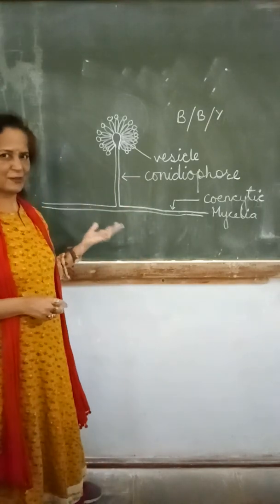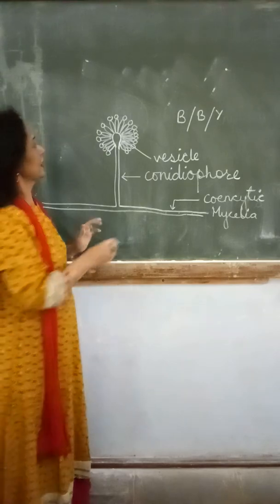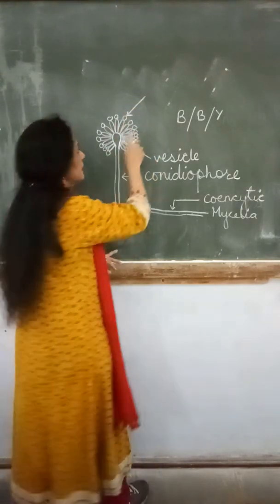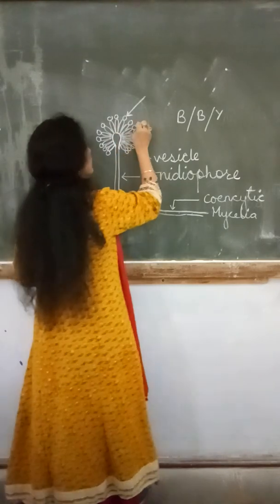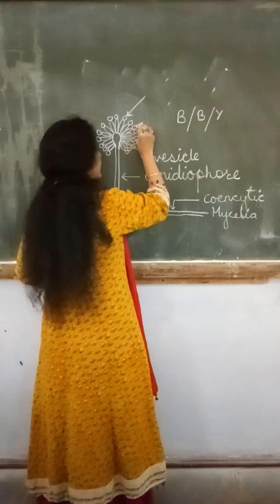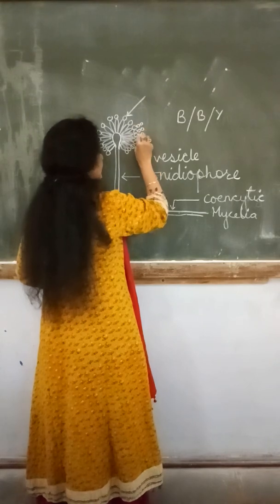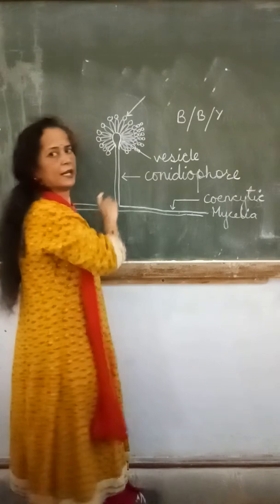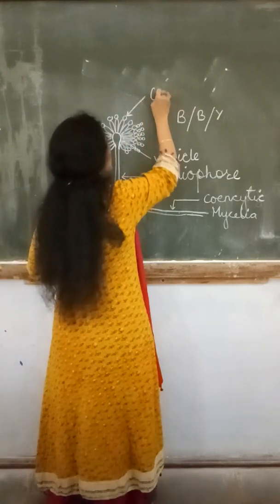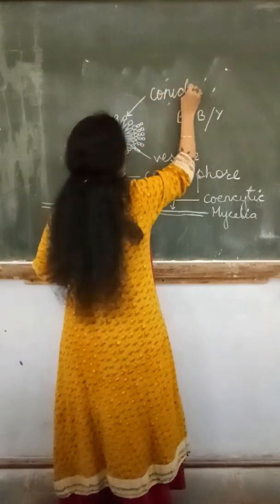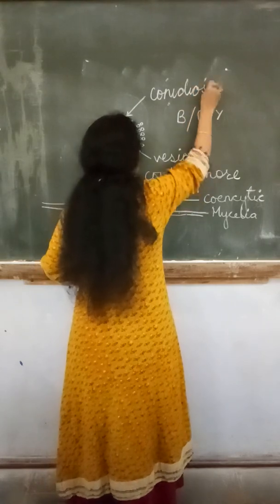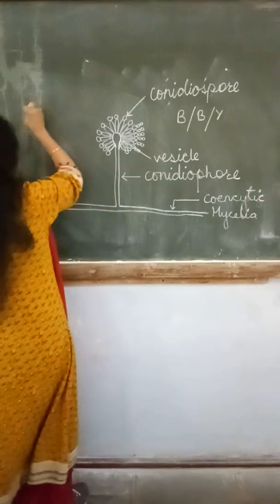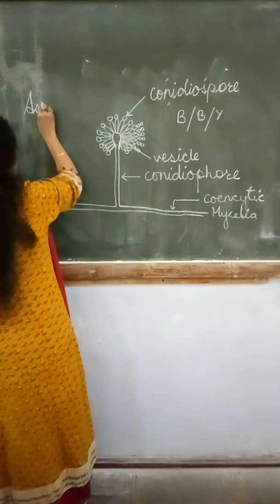this fungi. Now on the tip of these stigmata there is a chain of spores. You can also make the chain like this, on all the stigmata, and this is called conidiospore. This is called conidiospore. And this fungi is called Aspergillus.